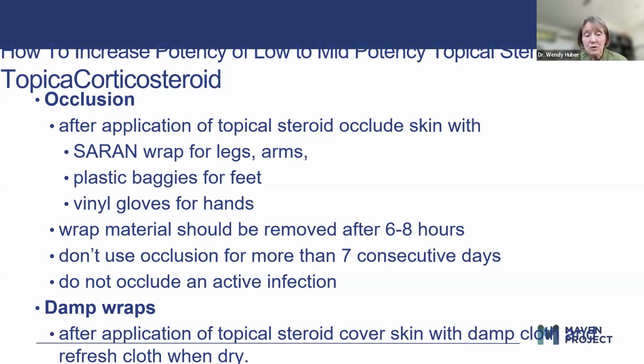Damp wraps are great. We used to do that all the time with people that had severe total body erythema, and we would wind up using a topical steroid such as triamcinolone 0.1% ointment, and we'd put that on the skin, and then they'd put damp clothing, like damp pajamas, over it, and they'd keep the damp pajamas on. You could put dry clothing on top of that, and then they would change it every 12 hours. For the occlusion with the saran wrap, you would want to change that every 12 hours as well.